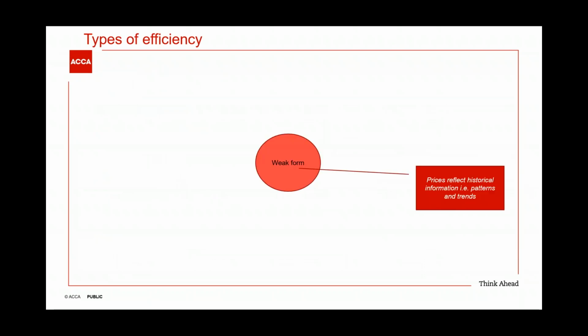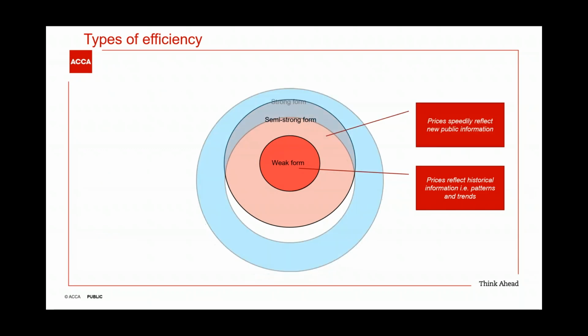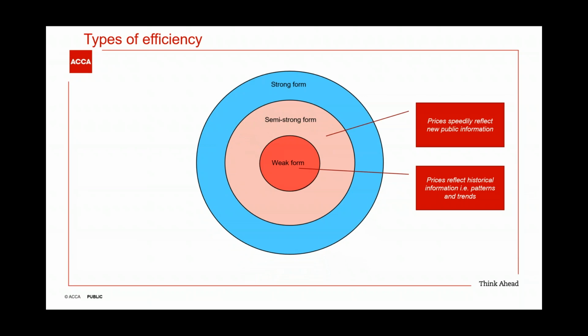So that's exactly how it builds up from weak form. If a market is semi-strong form, it's already weak form efficient. And if a market is strong form efficient, it is already weak form and semi-strong form efficient, because it's building at just different levels. That's it.